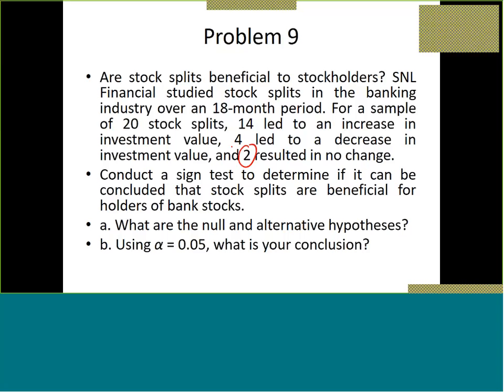So what are the null and alternative hypotheses? Using alpha equal to 0.05, what is your conclusion? So let us try this question. Fine. So how do you try this question?